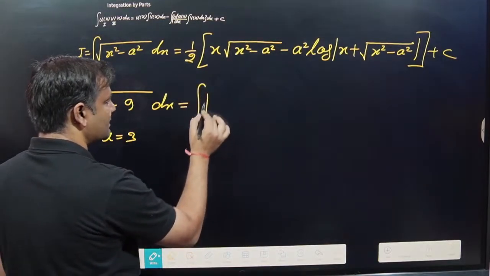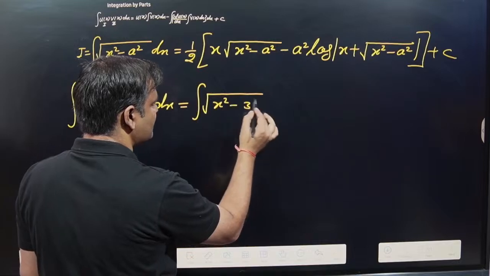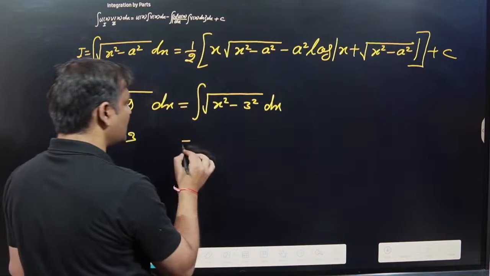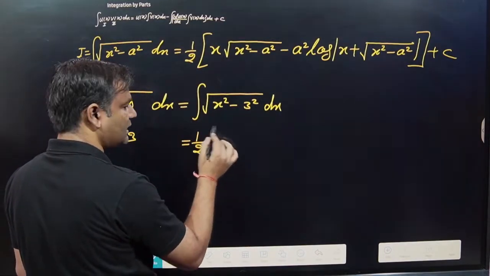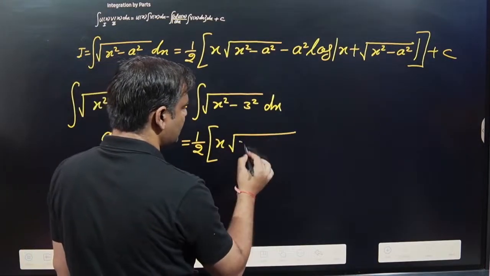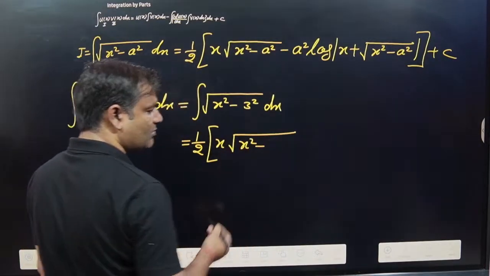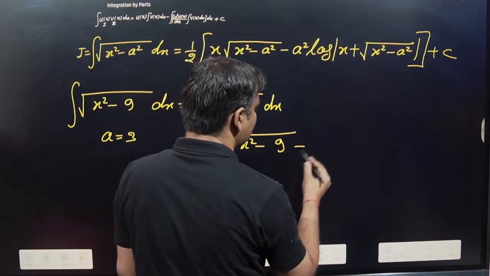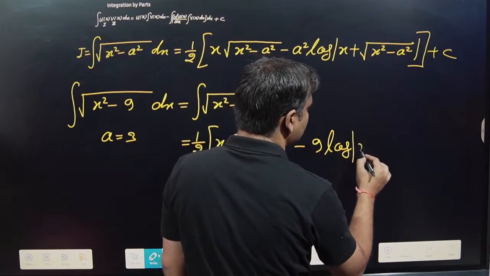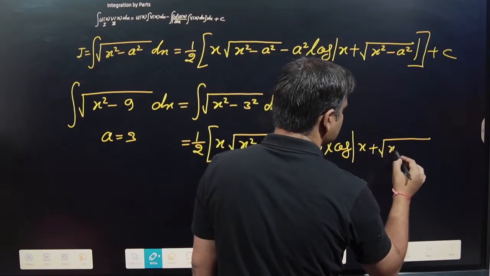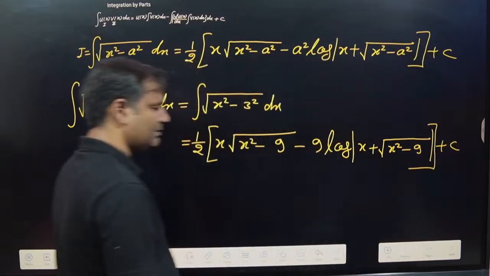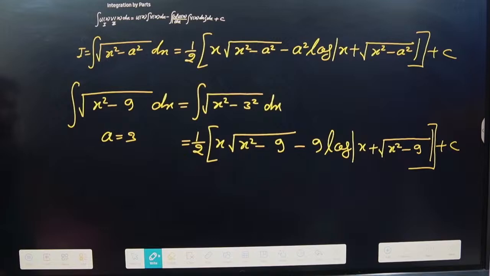So you can write here, first of all, x square minus 3 square into dx. Now apply that formula. So 1 by 2 in bracket how much? X under root x square minus 3 square. What is a square? 9. 9 into log of x plus under root x square minus 9 plus c is the final answer. Okay. I hope it is clear.